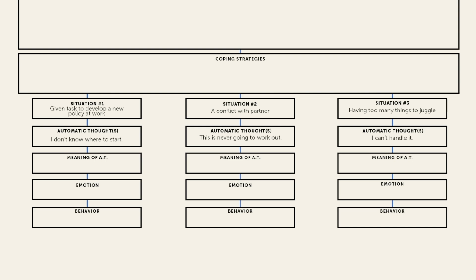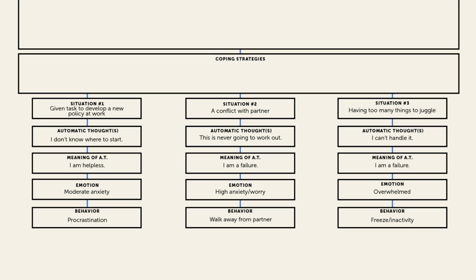Kate's emotional response to the first situation was moderately high anxiety, and her behavioral response was procrastination. Her emotional response to the second situation was high anxiety and worry, and her behavioral response was avoidance. Her emotional response to the third situation was feeling overwhelmed, and her behavioral response was to freeze in inactivity.